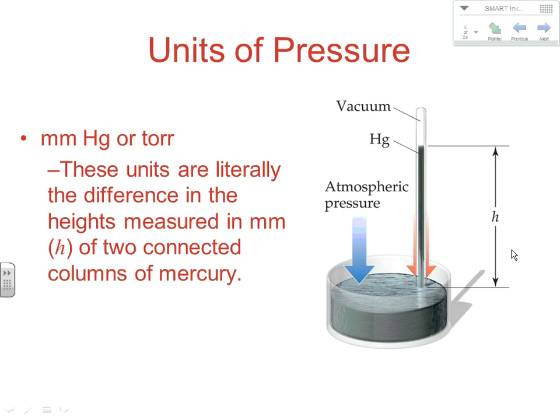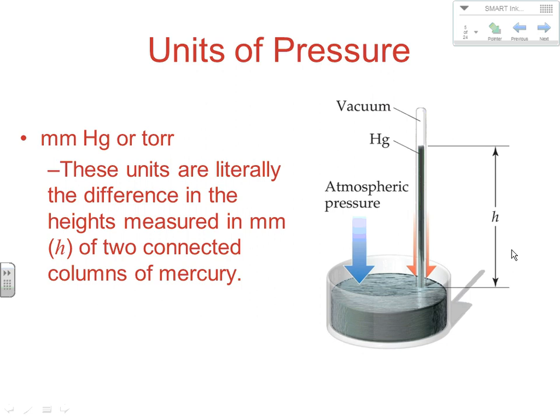Now, other types of units of pressure would be things like millimeters of mercury or torr, and those two things are interchangeable. A torr is a millimeter of mercury. Well, how can a length be a pressure? Well, it's the length of a column of mercury. So what we're really looking at here is a length of a certain diameter of mercury, and literally we're measuring the difference between the millimeters of height between our two areas.